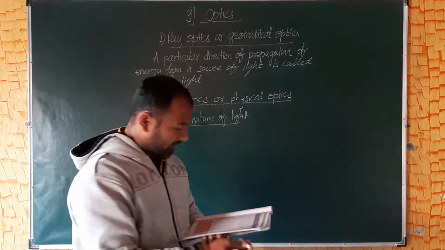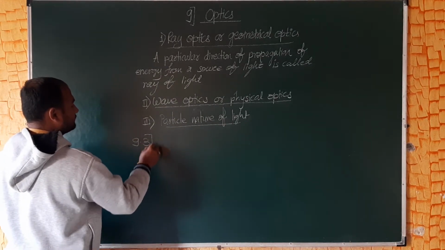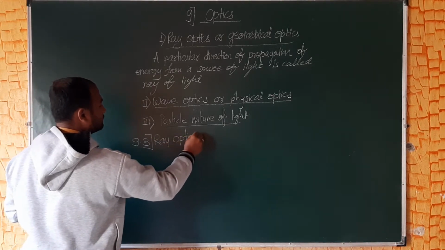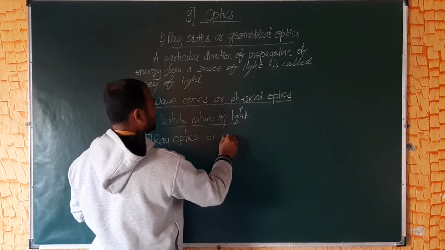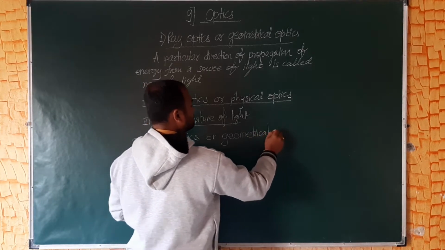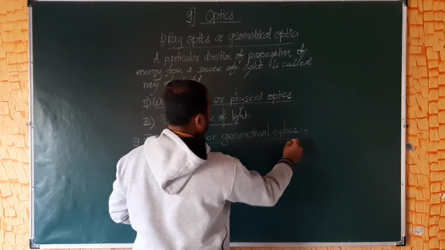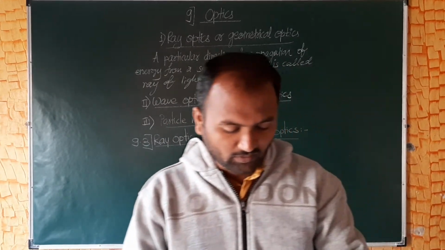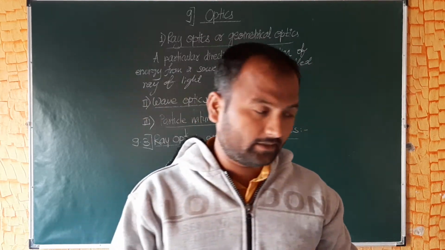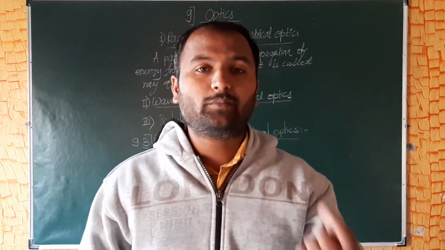Next point is ray optics or geometrical optics. In geometrical optics, we mainly study image formation by mirrors, lenses, and prisms. So in geometrical optics, we mainly study image formation.